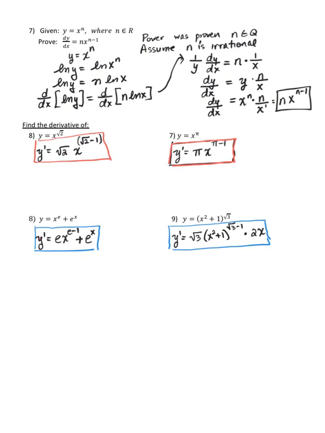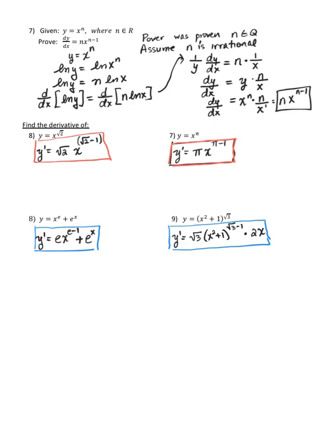Okay, so in number 8, the derivative of x to the e, always locate where the number is. The number is the exponent. The base is a variable. That's when we use the power rule, e x to the e minus 1. But the derivative of e to the x is an exponential function, and that is just e to the x. So the answer to number 8, the derivative would be e x to the e minus 1 plus e to the x.